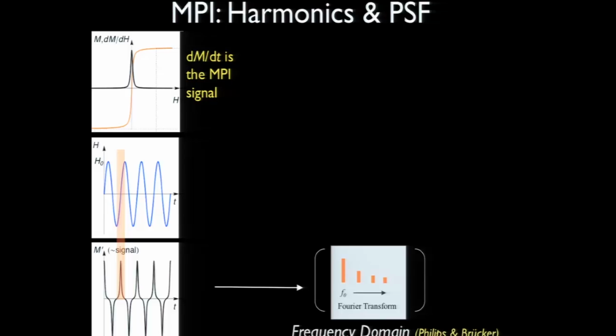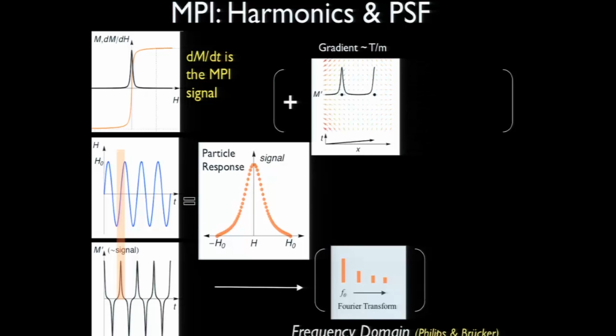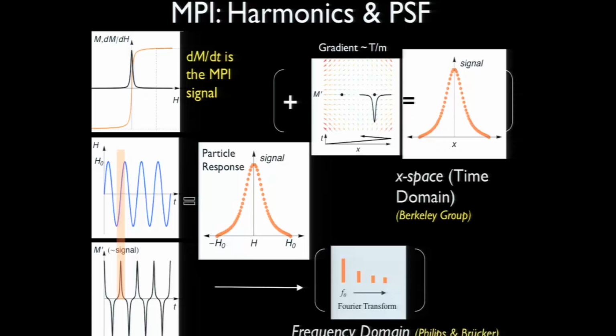And one of the ways of processing this is, of course, in Fourier space, that is the Philips approach. And the other approach is to just very simply plot the derivative of the magnetization as a function of the field. And this we call essentially the response of the particle. This is instrument independent. And once you apply the field gradient, then what you have is the point spread function. So this is what we use as a qualitative measure for the performance of the particle.